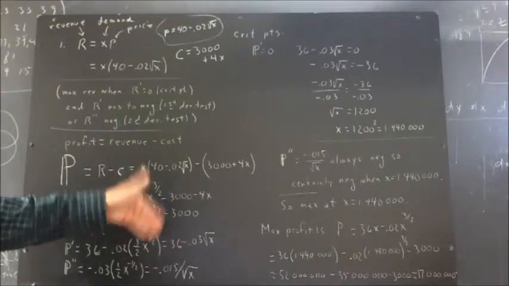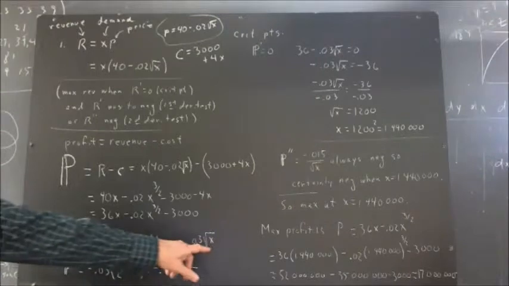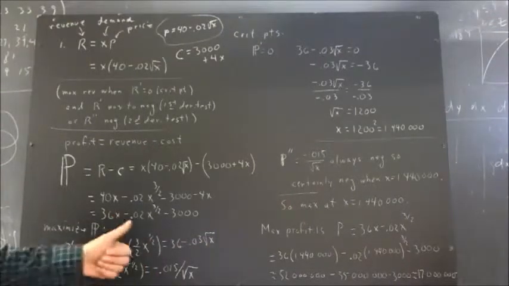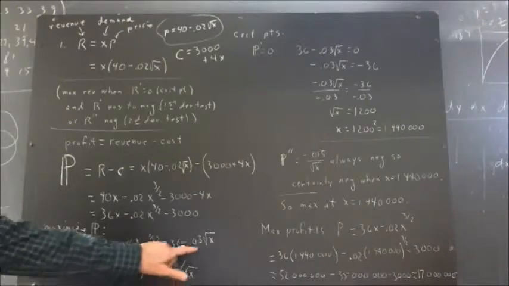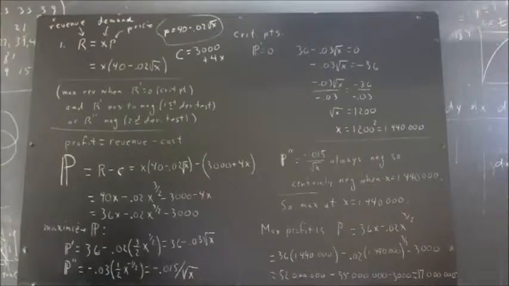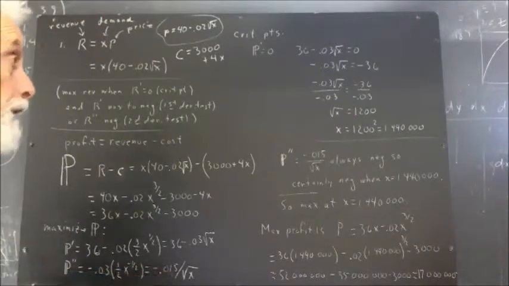36 is constant, so it has 0 derivative. And square root of x has derivative 1/2 x to the negative 1/2, or 1/2 square root of x. And then dividing the 0.03 by the 2, we get negative 0.015 over square root of x. So there's our second derivative.